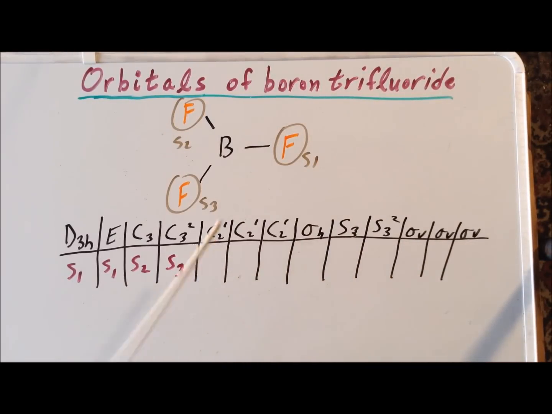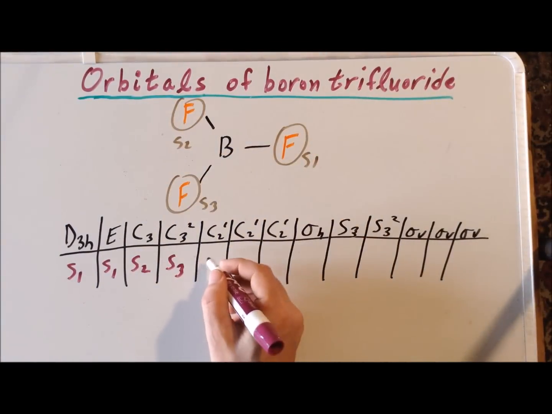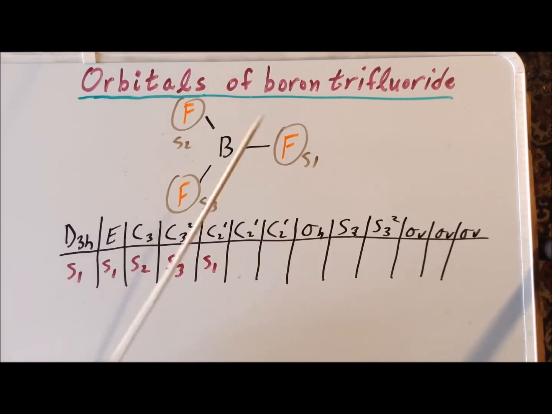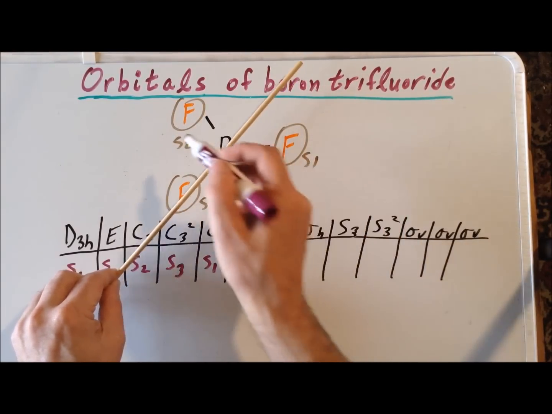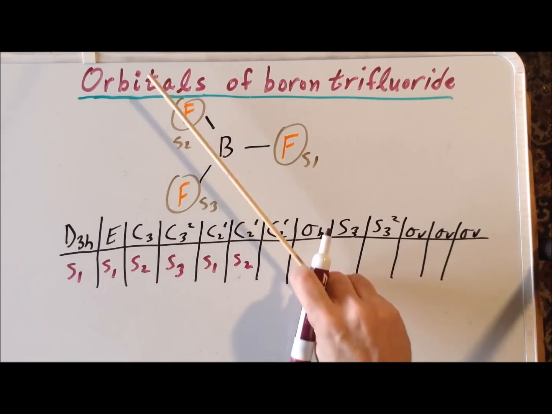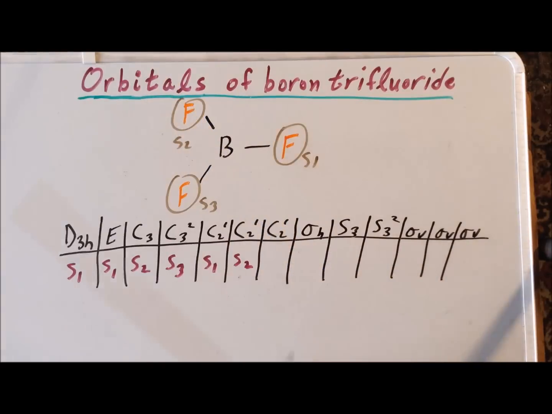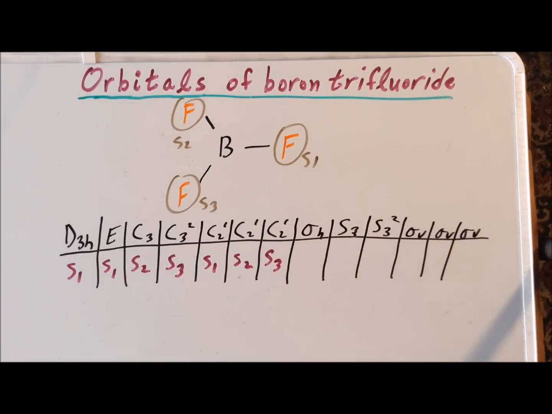Now for C2 prime, that is along this kind of an axis. So that flips S1, since it's along the axis, to S1. If we look along this C2 prime axis, S1 goes to S2. And then if we go along this particular axis, it takes S1 to S3. Similarly, if we have sigma h, that's a mirror in the plane of the board, again takes S1 into S1 because it's along the mirror plane.